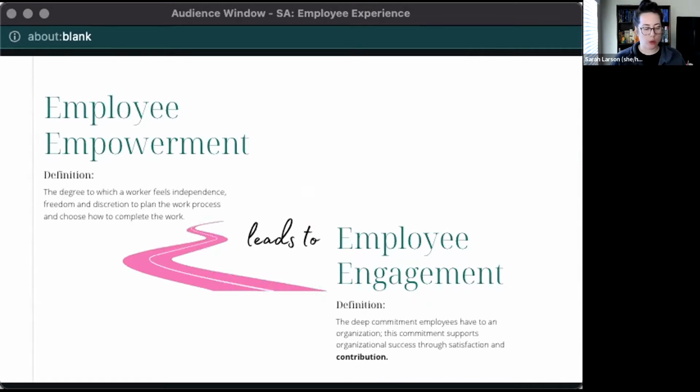So to me, what employee empowerment sounds like is giving the employee authority over their work. And by giving them authority and the ability to make those choices on their own, it'll lead to employee engagement through specifically contribution. If you look at the definition of employee engagement, it's the deep commitment employees have to an organization. This commitment supports organizational success through satisfaction and contribution. So looking at that small contribution piece in regards to employee empowerment. Any questions?